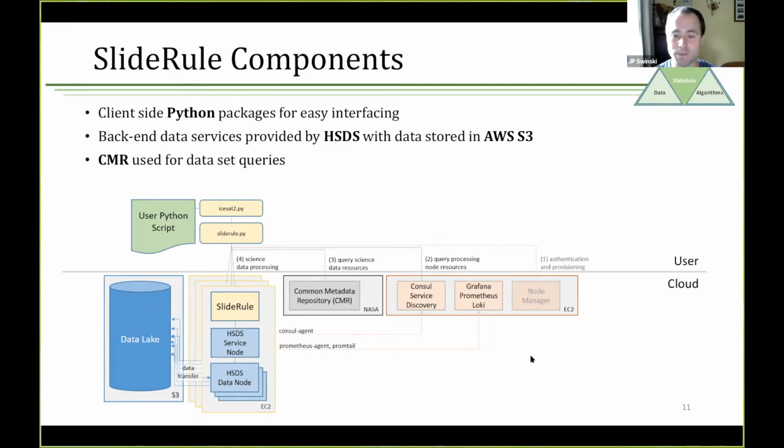And just for those that don't know, HSDS, I think it stands for Highly Scalable Data Service. It is the HDF cloud-based service, which we like. I mean, it's worked really well for us, despite the things I'm going to be talking about today. So this is our architecture in a nutshell.